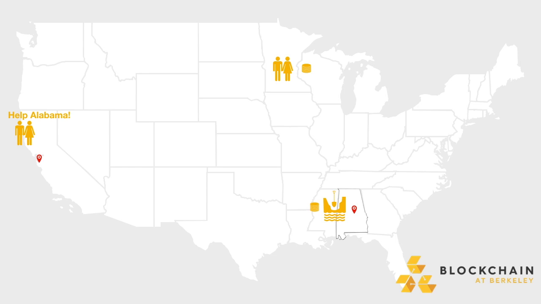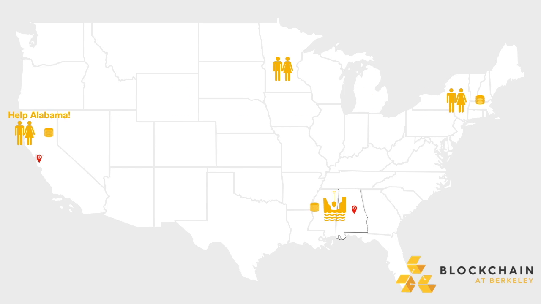But also, let's say that there's a group of people in Wisconsin who don't really feel like doing the research, but they also want to help rural Alabama communities. So they can just give their money to the Help Alabama DAC, knowing that Help Alabama DAC does good research. I trust them with my Ether, and I know that it's going to go to the best place.